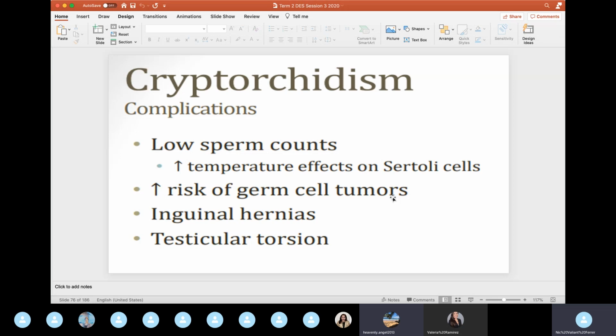Now, my brother had only one that was undescended, and they left it in him when he was a baby. They left the one that was descended, and now he has a child of his own. My beautiful little nephew. But does he have an increased risk of any germ cell tumors afterwards, or no? I guess they didn't tell him; he was only a baby when he had the surgery.